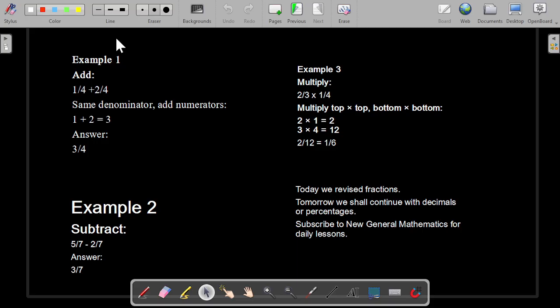What will happen here? With the same denominator, you add the numerator. You take the denominator, then you add the top one, which we call the numerators. So the numerator here is 1 plus 2, which equals 3. So the answer here is 3 over 4. This is just the answer. It is as simple as this.